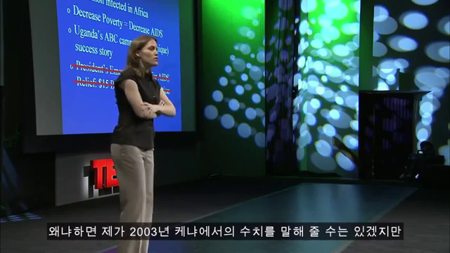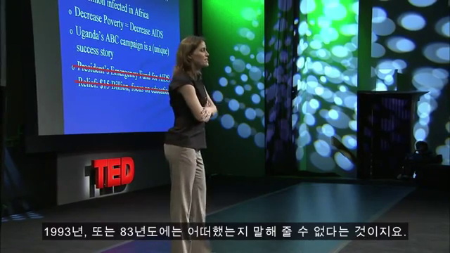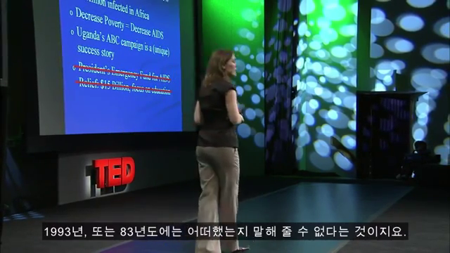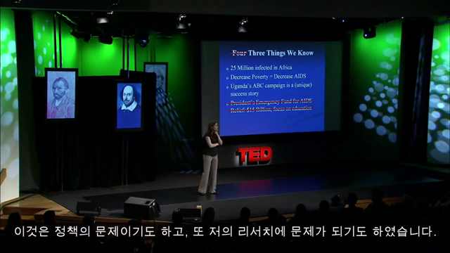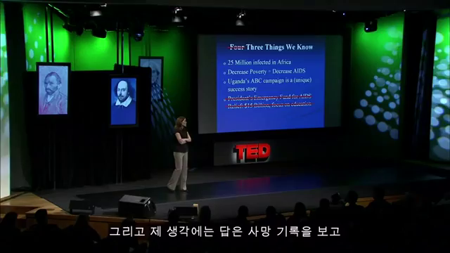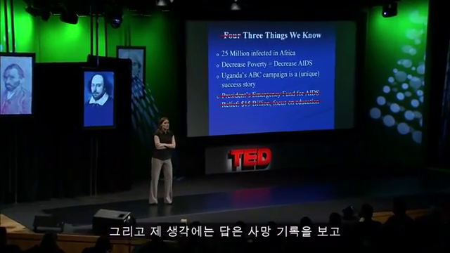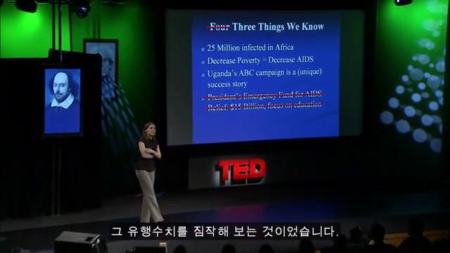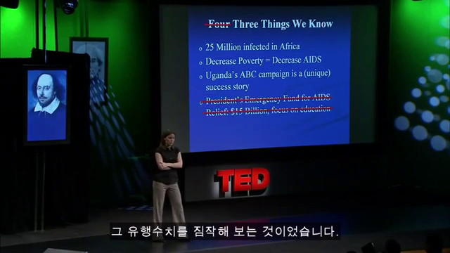So I can tell you what the prevalence was in Kenya in 2003, but I can't tell you anything about 1993 or 1983. So this is a problem for policy. It was a problem for my research, and I started thinking about how else we might figure out what the prevalence of HIV was in Africa in the past. And I think the answer is we can look at mortality data, and we can use mortality data to figure out what prevalence was in the past.